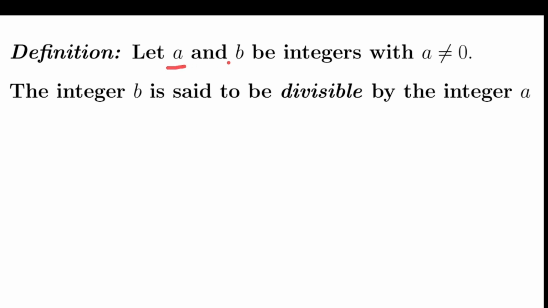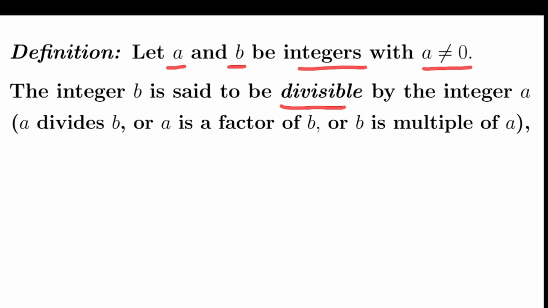Let a and b be integers with a not equal to 0. Then the integer b is said to be divisible by the integer a. It is also read as a divides b, or a is the divisor of b, a is a factor of b, or b is a multiple of a. All these sentences have the same meaning.